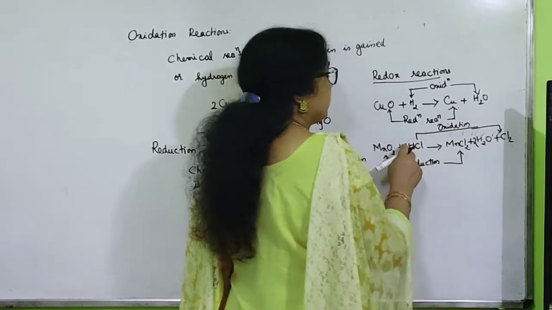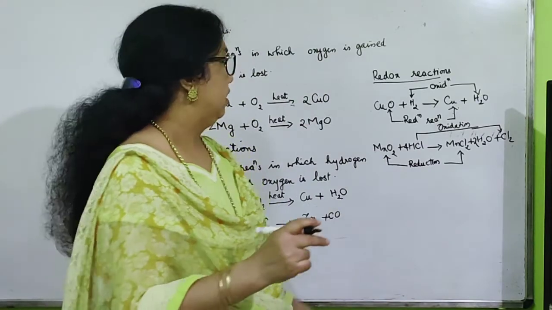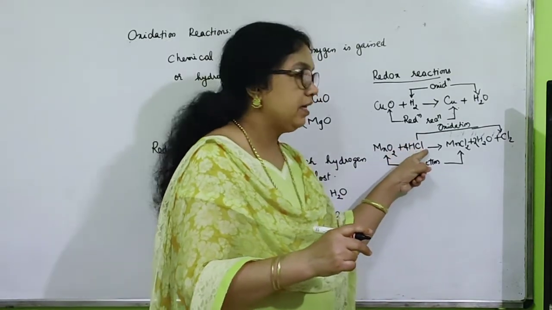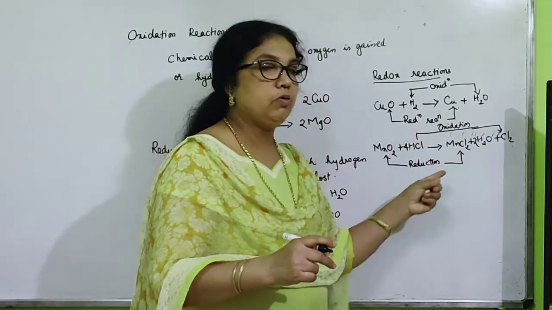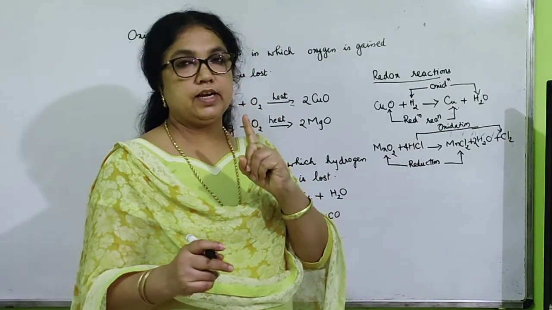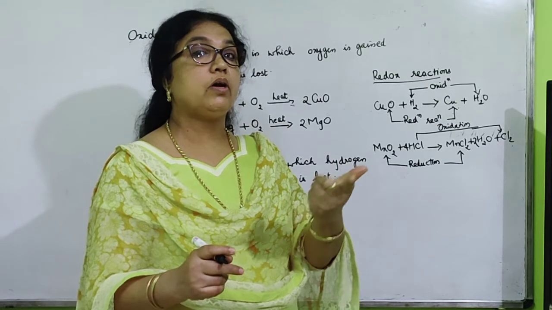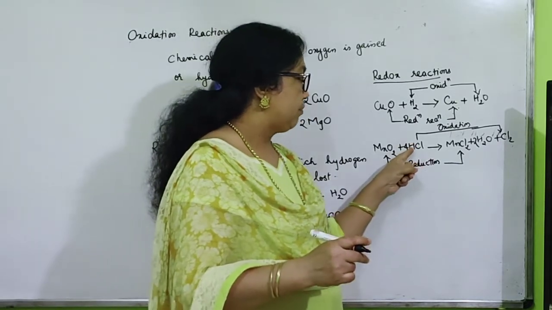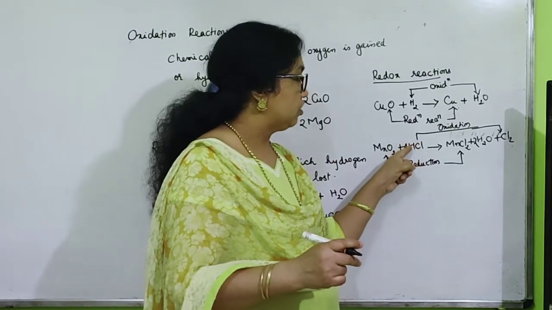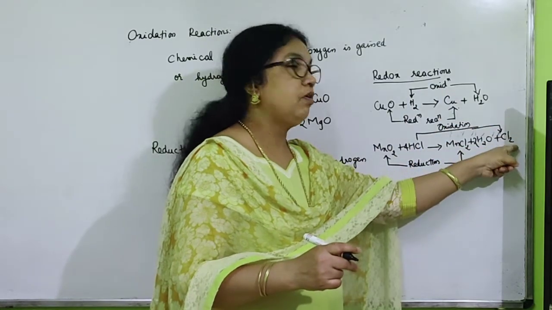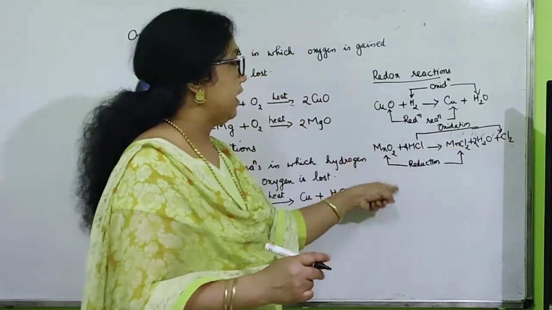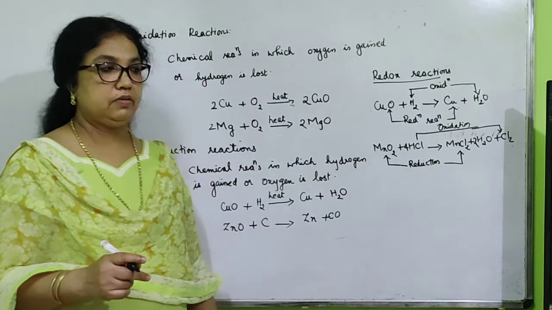Gaining oxygen or losing hydrogen is called oxidation. From 4 HCl, here it is oxidation. Oxygen is not gained here, but an oxidation reaction is a chemical reaction in which oxygen is gained or hydrogen is lost. From HCl, hydrogen is lost. So that is an oxidation reaction to form chlorine. So these are examples of redox reactions.